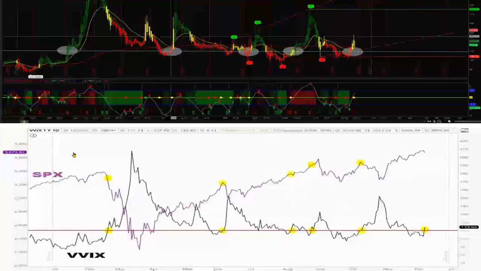So what you see here, the timeline here, this is SPX moving, and then the drop occurs.